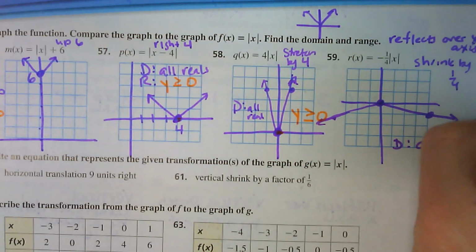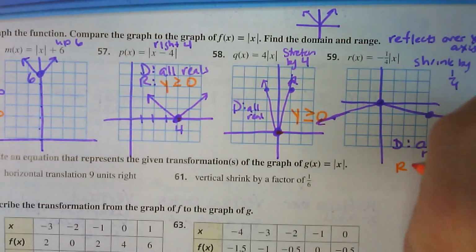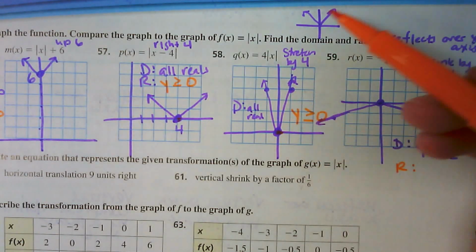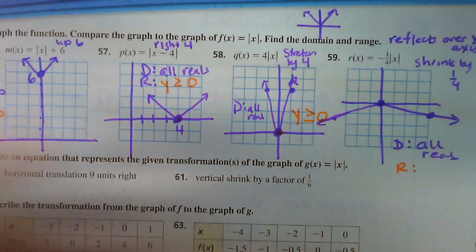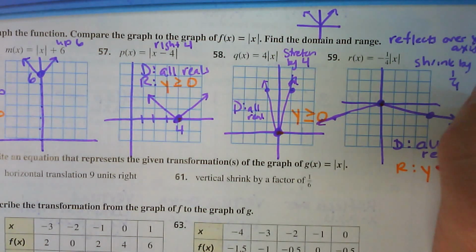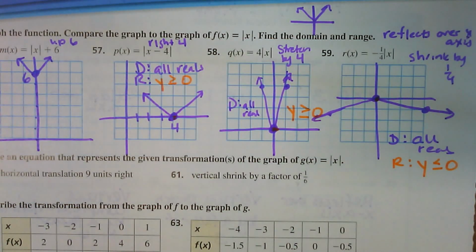My domain is still all reals. Now this is where the range is a little different. Before, in the other three, it was from the bottom of the graph and up. Now it's going to be from the top of the graph and down. So everything under this point has a y of 0. So everything under 0 is y is less than or equal to 0.